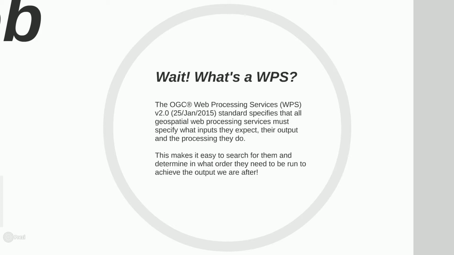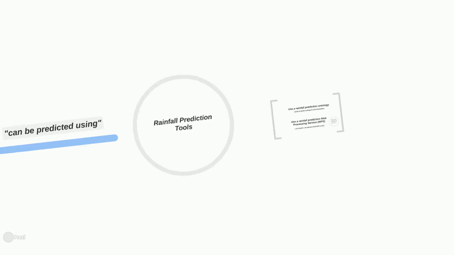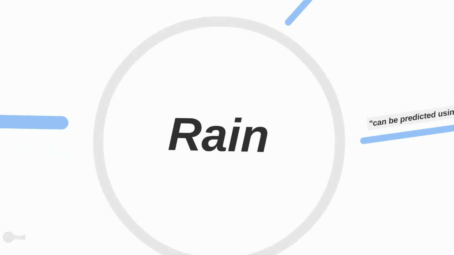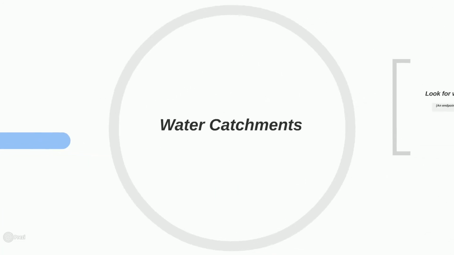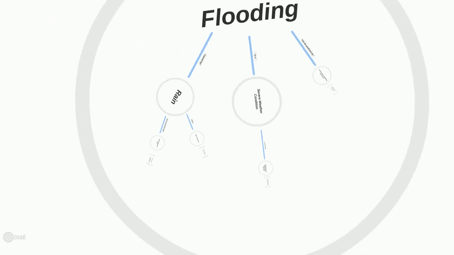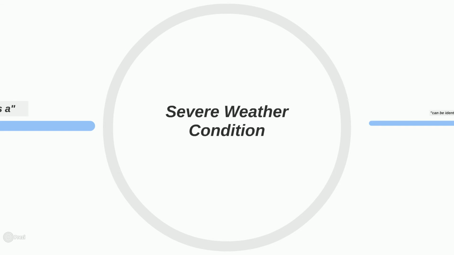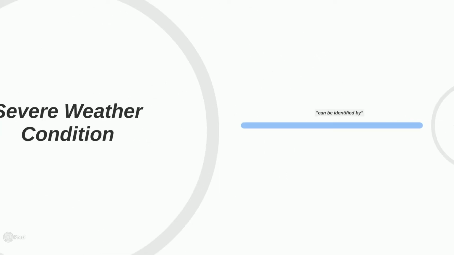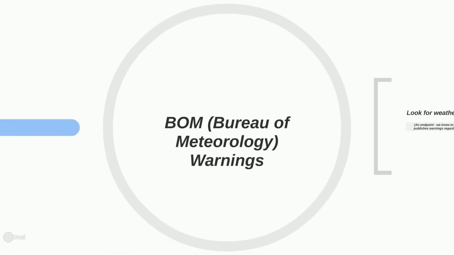Back to the rain bit in our ontology. Rain affects water catchments. This signals us to look for nearby water catchments. Unfortunately, this isn't too useful to us, however it may be vital information in other queries. Back to flooding again. Flooding is a severe weather condition, and severe weather conditions can be identified by bomb warnings.